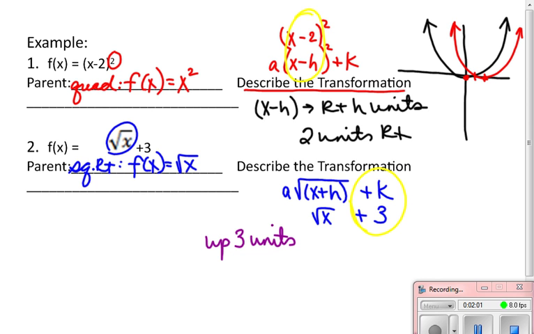So if I were thinking about a sketch, here's my parent. If I take this point and I go 1, 2, 3 up, and basically every point thereafter is 3 up, my transformation graph would look like that.